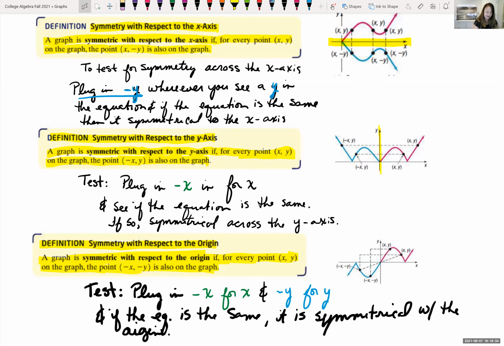So let's look at some examples. I don't like how my origin looks. This doesn't matter. Okay, so let me pull up some examples.